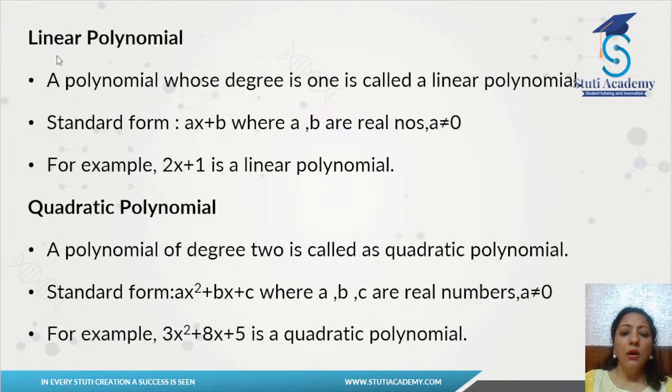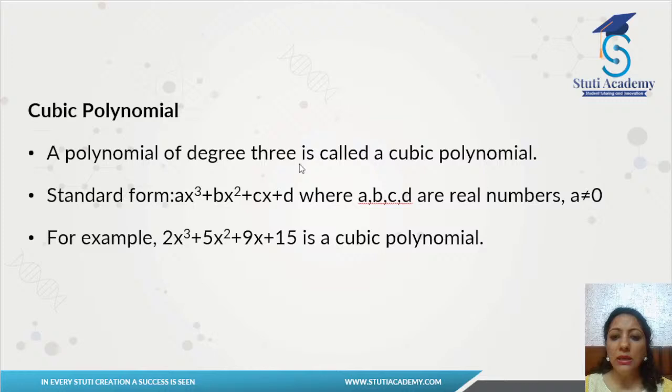Now, linear polynomial. A polynomial whose degree is 1 is called a linear polynomial. A polynomial whose degree is 2 is called a quadratic polynomial. So degree 1, it's a linear polynomial. Degree 2, it's called a quadratic polynomial. And when we have degree 3, it's called a cubic polynomial.